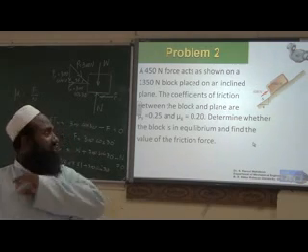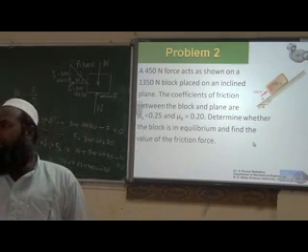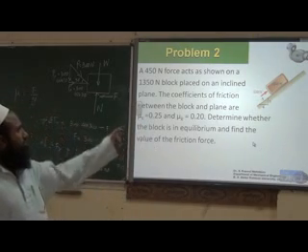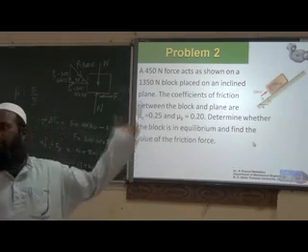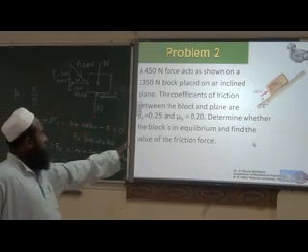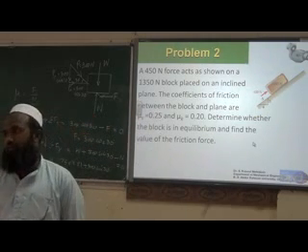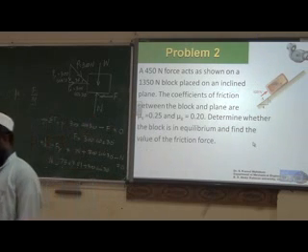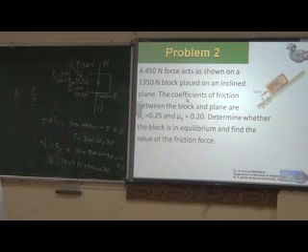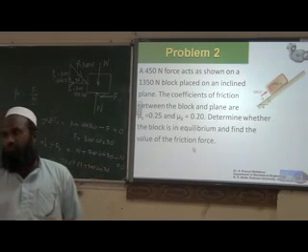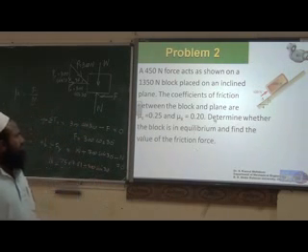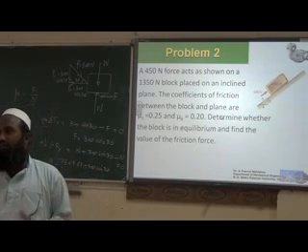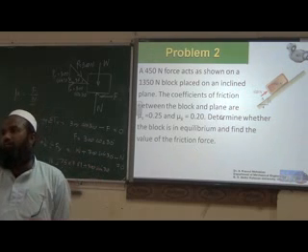So we have a block which weighs 1350 Newton. A force of 450 Newton is applied. Inclination of the block is given. You are asked to find out whether the block is in equilibrium or not, and also the maximum frictional force. If it is in equilibrium, the applied force will be equal to the frictional force.